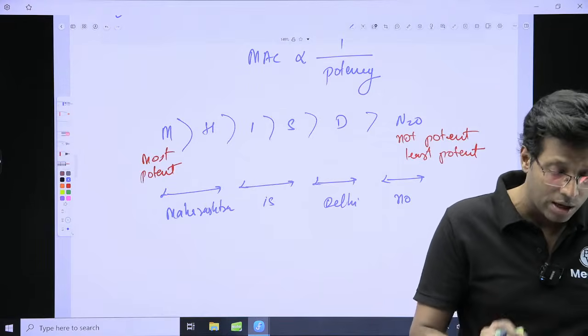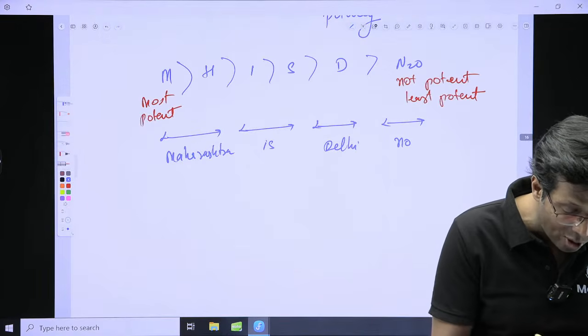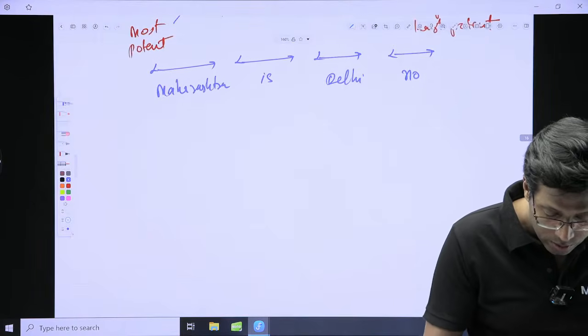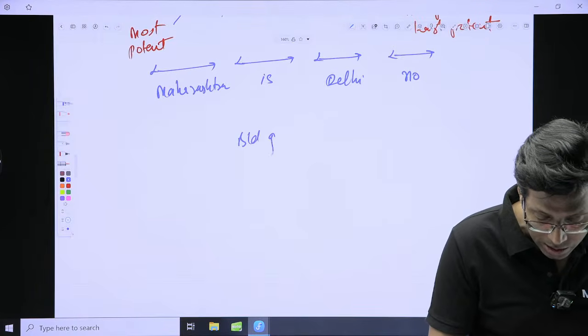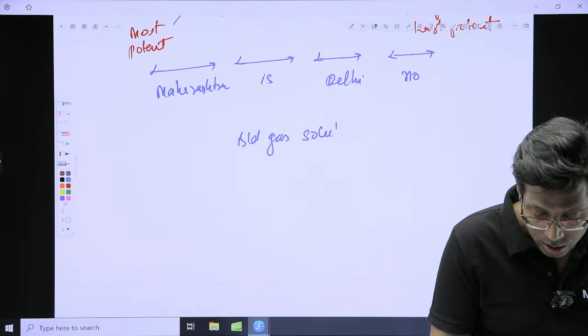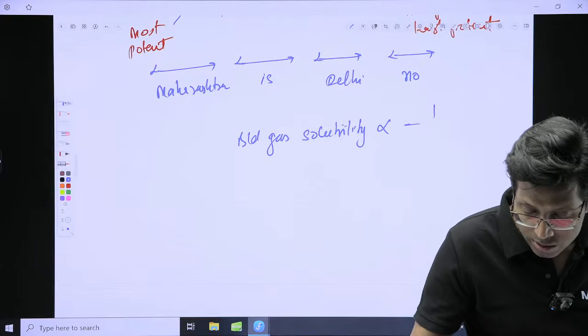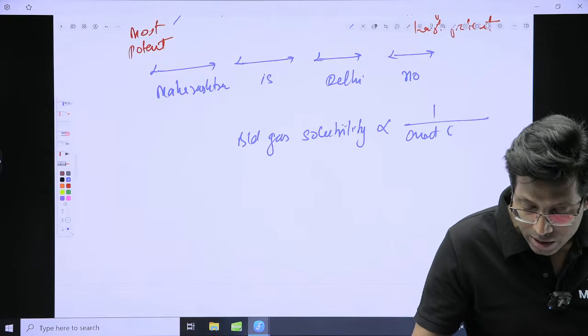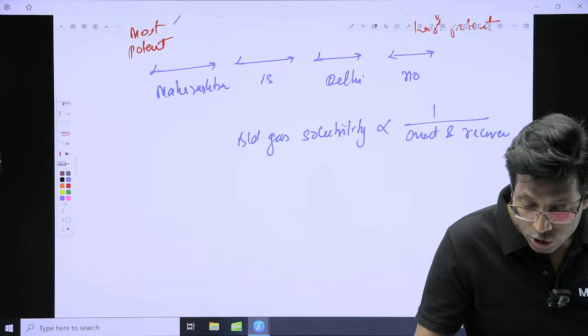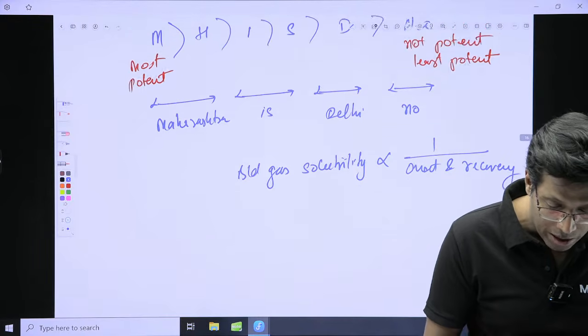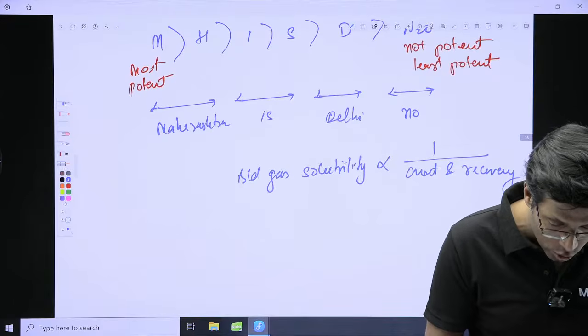By reversing this a little, we can also remember the sequence of onset, which is called blood gas solubility. So there is something called blood gas solubility, and blood gas solubility again is inversely proportional to onset and recovery. So we can use the same mnemonic, we will twist it a little. Let's twist the same mnemonic. Maharashtra is Delhi, we will twist this one.